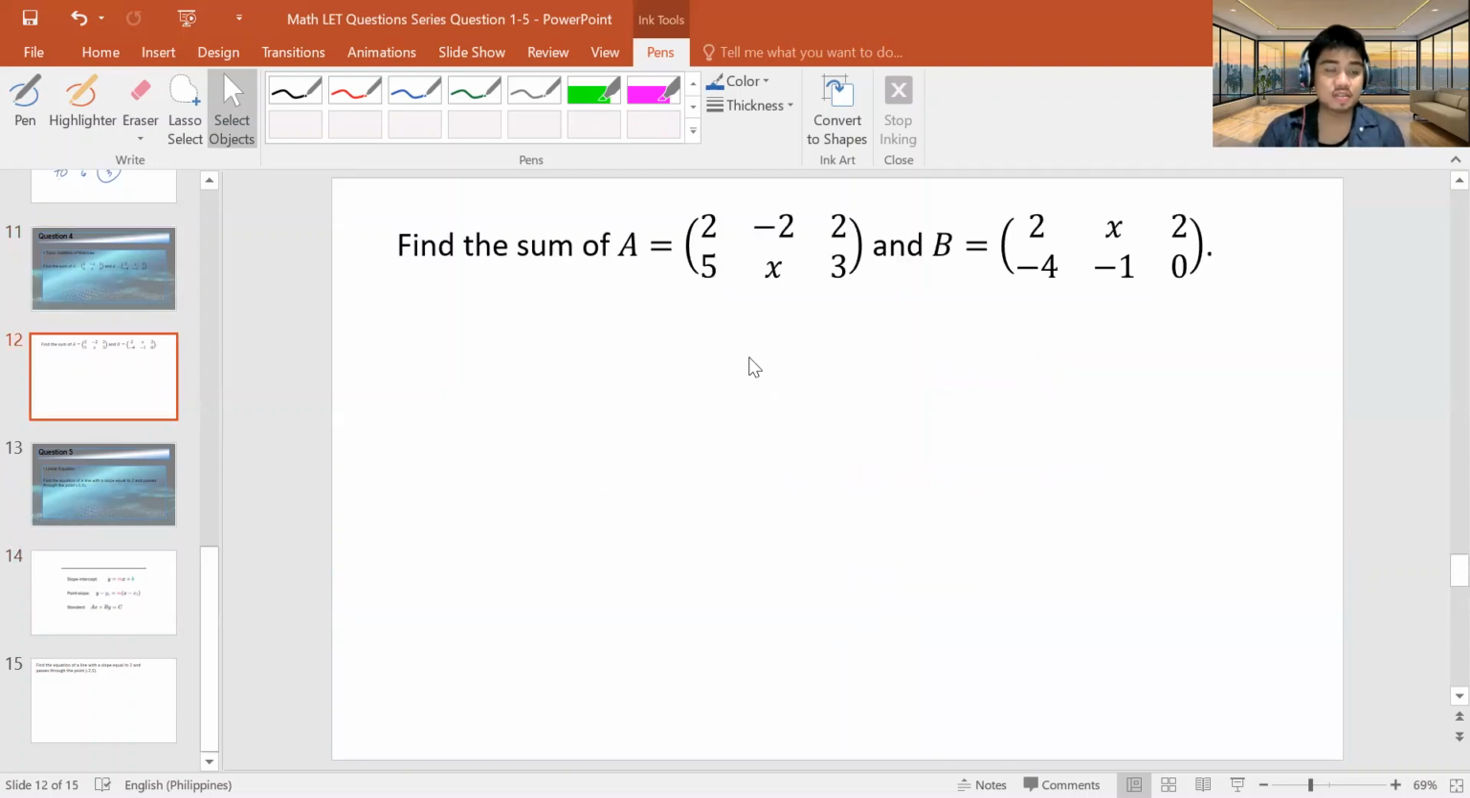So, i-discuss muna para makapag-add tayo ng dalawang matrix. Kailangan same sila ng dimension. So, ito yung mga dapat consider. Dapat same sila ng dimension.